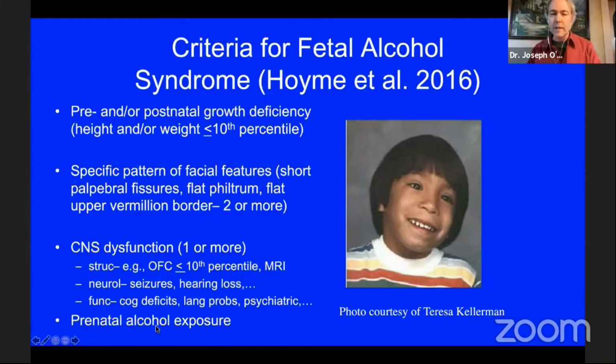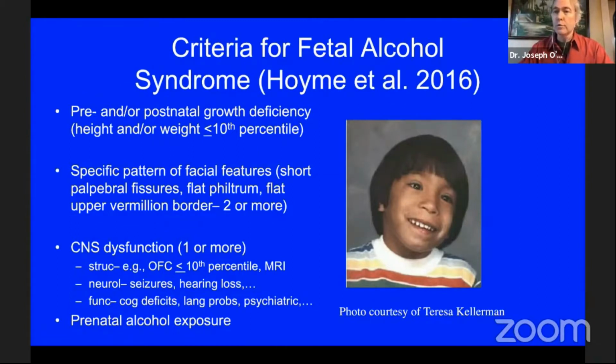Finally, to clinch the diagnosis, you need evidence of prenatal alcohol exposure. Ideally, that is the mother herself admitting that she drank during pregnancy. But oftentimes she will not say that, or the birth mother is simply unavailable. Remember, a lot of these kids are in foster care.